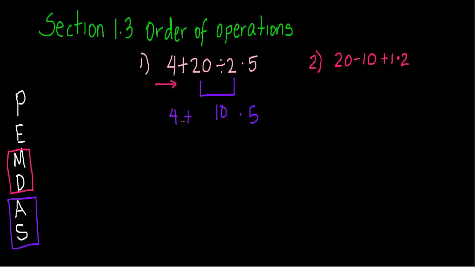I have two operations, addition and multiplication, and we start our order again. Parentheses, no parentheses. Exponents, no exponents. Multiplication. Do I have multiplication when I walk from left to right? Yes, right here. So that means I do multiplication first, and then I add 4. And you're done. Your last operation is to add 4 plus 50, and you get 54.